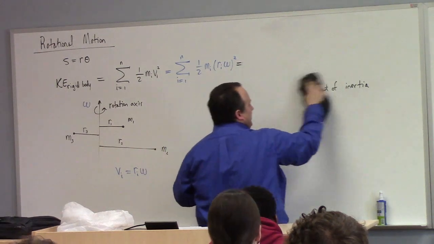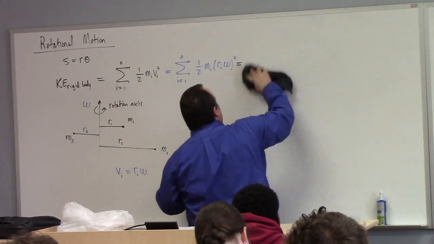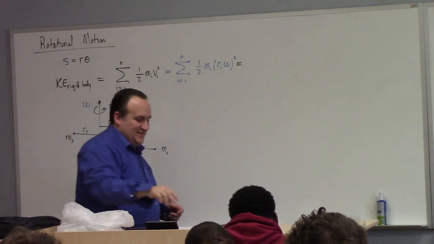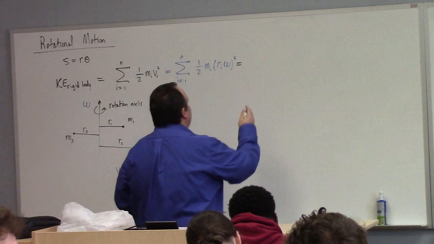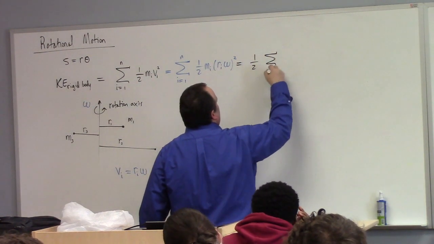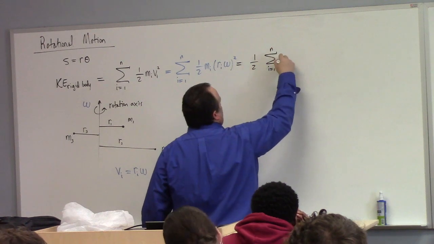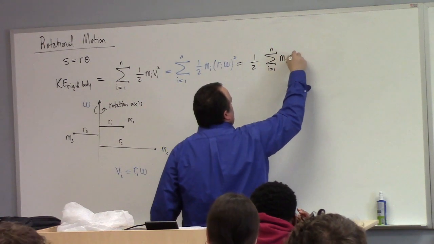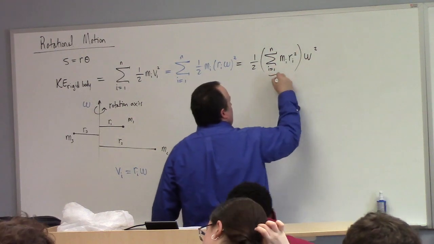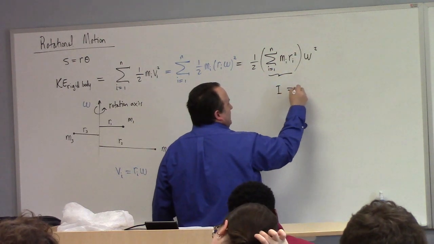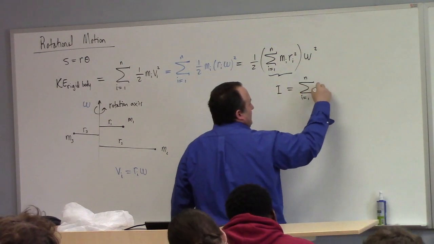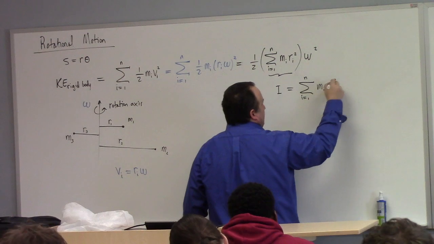Let's not redefine the moment of inertia to include the half, just for this semester for fun. No, not my intention. So pull the half out: I equals the sum from i equals 1 to n of m sub i r sub i squared, and that quantity, times omega squared. So this right here is I.